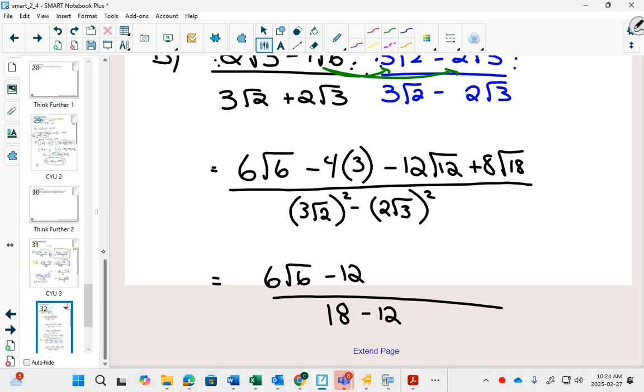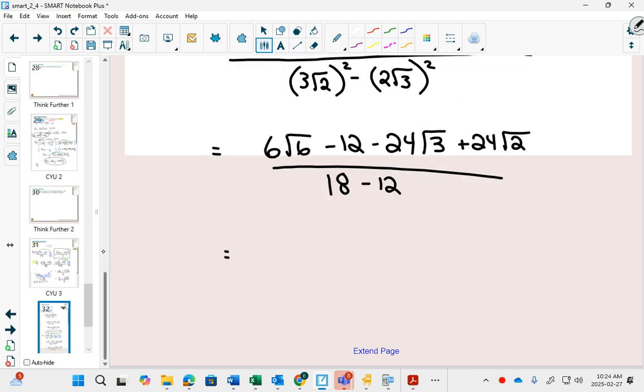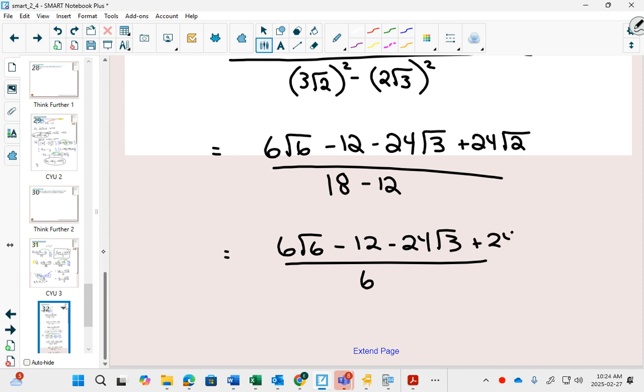And you can also reduce root 12, because we're looking for perfect squares. This is where the mental math comes in. 12 is 4 times 3. So if I can pull out the 4, square root of 4 is 2, minus 24 root 3. 18 is 9 times 2, square root of 9 is 3. This will be 24 root 2. The bottom reduces to a 6. And I have 6 root 6 minus 12 minus 24 root 3 plus 24 root 2.